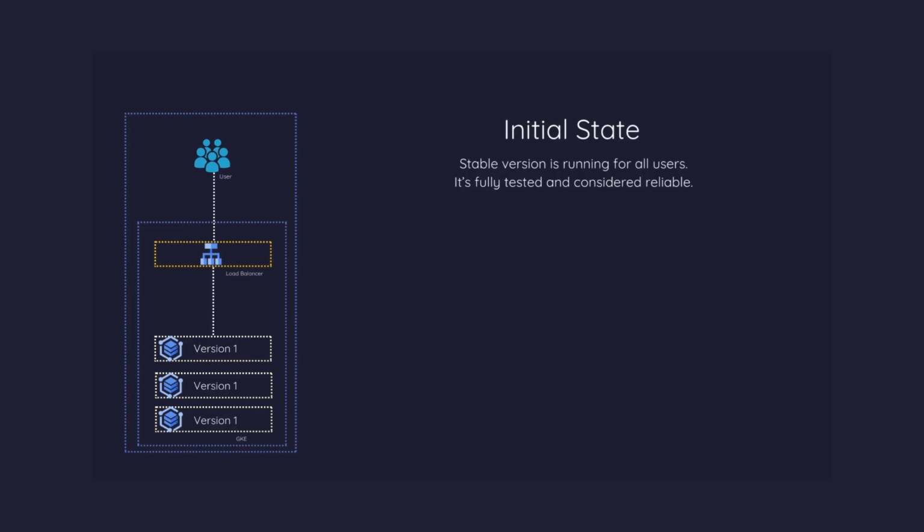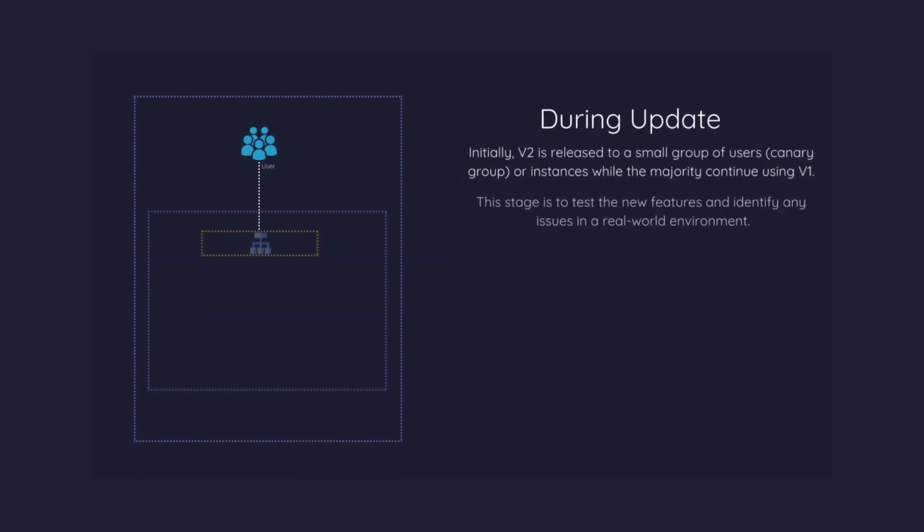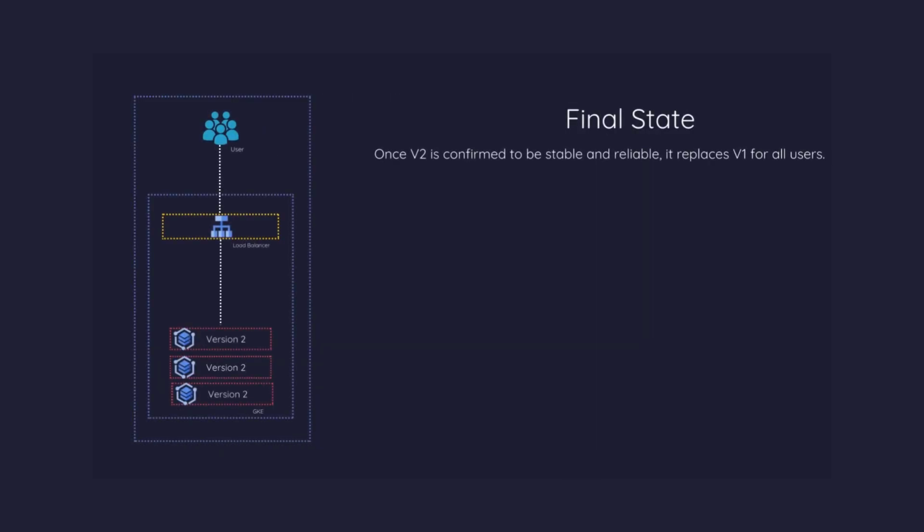Initial state. Stable version is running for all users. It's fully tested and considered reliable. During update. Initially, V2 is released to a small group of users, Canary group, or instances while the majority continue using V1. This stage is to test the new features and identify any issues in a real-world environment. Final state. Once V2 is confirmed to be stable and reliable, it replaces V1 for all users.